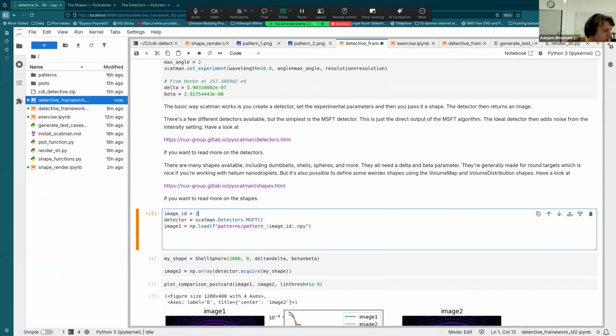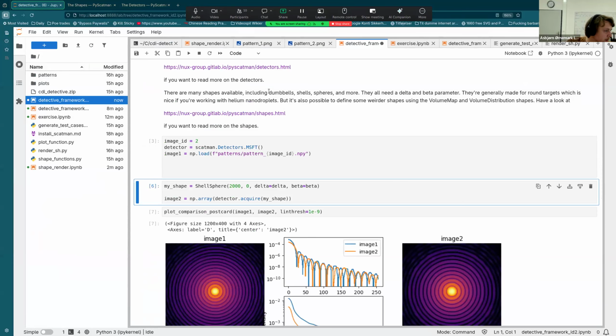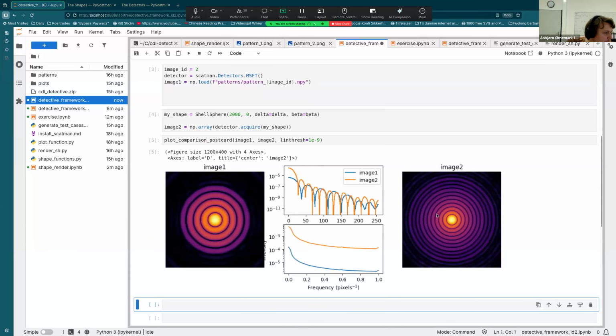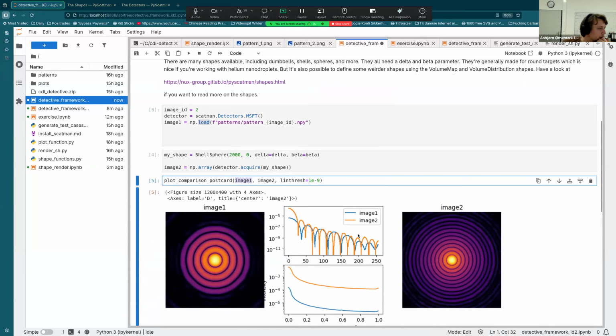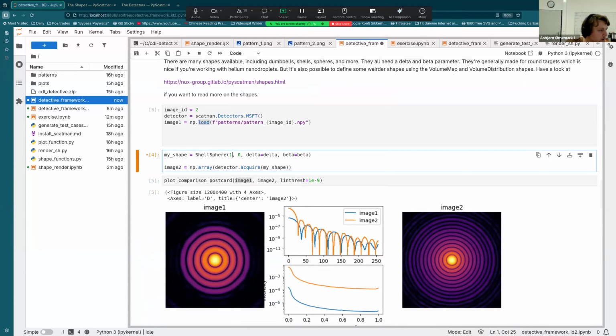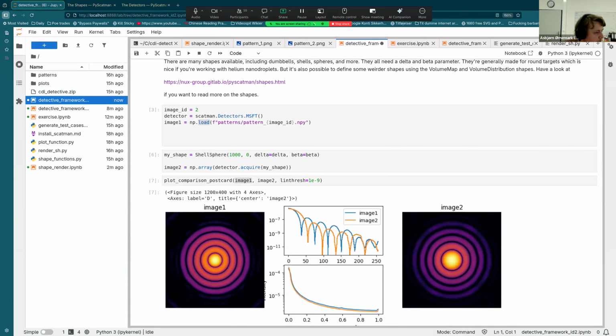Just grab image 2, load it in, and see if we can have a look at it. Compare it to this other thing. So image 1 is the loaded shape, I think, the loaded diffraction image. And okay, this is obviously too big. Try to set the shape a bit smaller. This is now too small.